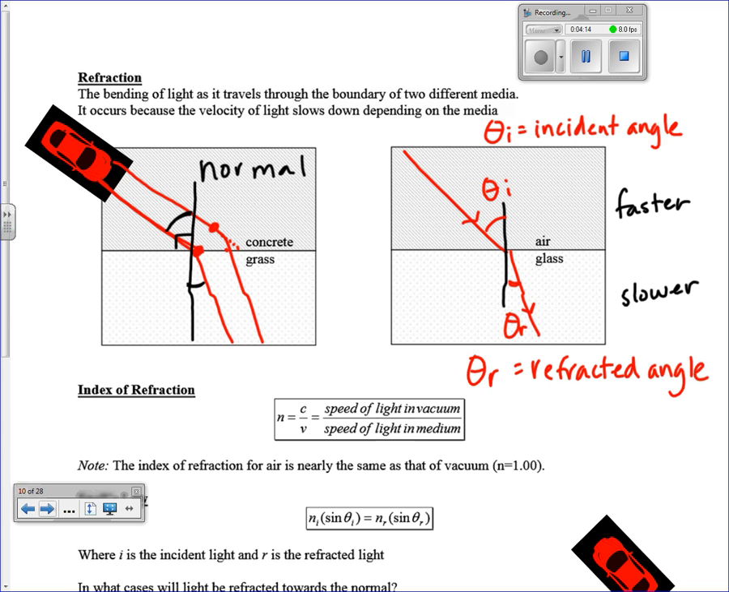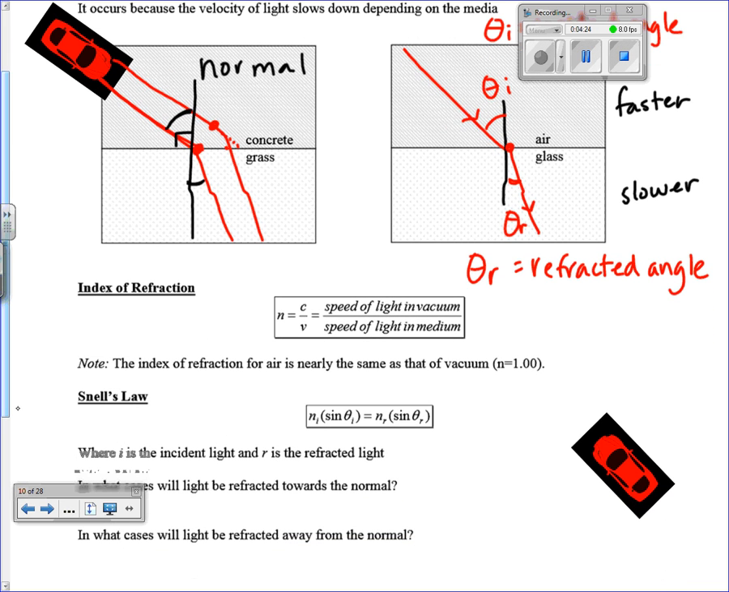It turns out that based on this phenomenon, we can measure something called the Index of Refraction for different media. The Index of Refraction, N, is a ratio of the speed of light in a vacuum divided by the speed of light in your medium. So let me give you a quick example there.